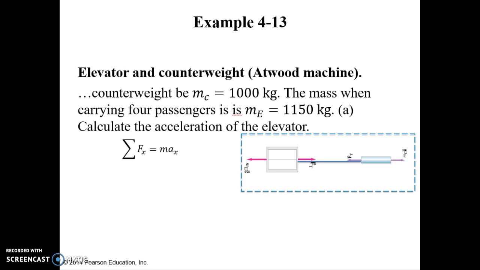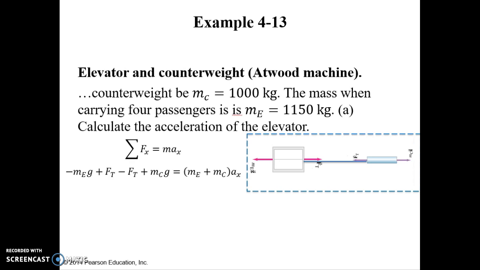Now we can sum the forces, in my case pointing in the x direction, equaling ma. The direction is arbitrary. Just keep in mind the actual direction on the original display. This particular question is phrased as solving for the acceleration of the elevator. Well, since both objects move at the same rate of acceleration, what we're really solving for is the acceleration of the whole system. So all the forces in the x direction is negative meg plus tension minus tension plus mcg, all equaling me plus mc times the acceleration in the x direction.